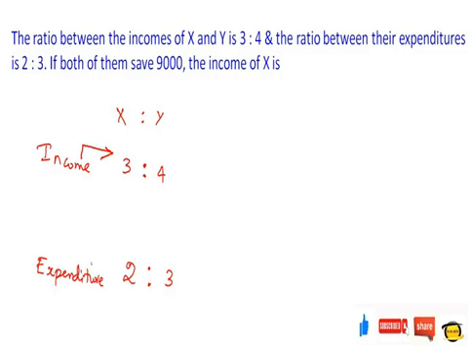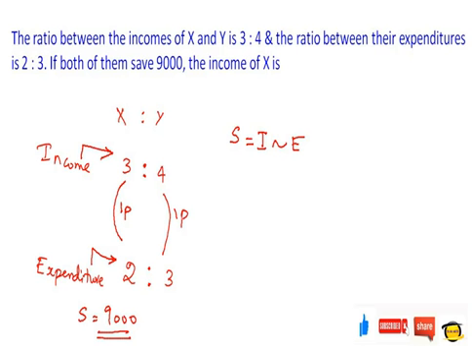The expenditure ratio between X and Y is 2:3. And also they are saving rupees 9,000 individually, right? And what do we already know about the relationship between income, expenditure and savings? Savings is always equivalent to the difference between income and expenditure, right? Now let's find the difference between income and expenditure, and it's very clear that in both the ratio parts we have a difference of one part, right? So the difference between income and expenditure in terms of ratio is equivalent to one part.